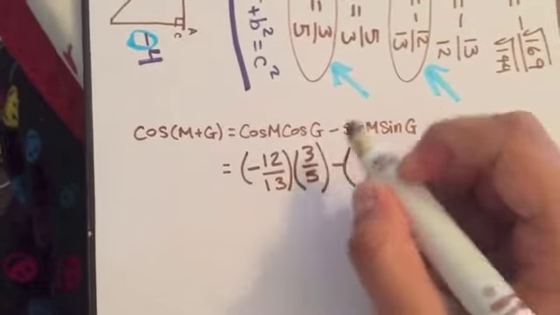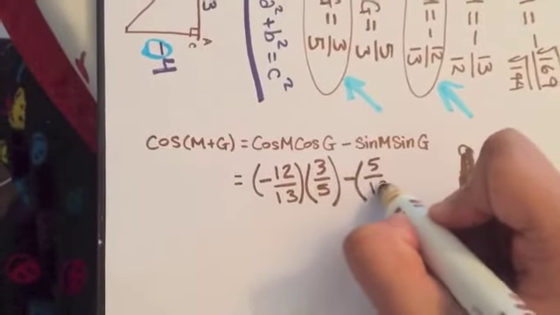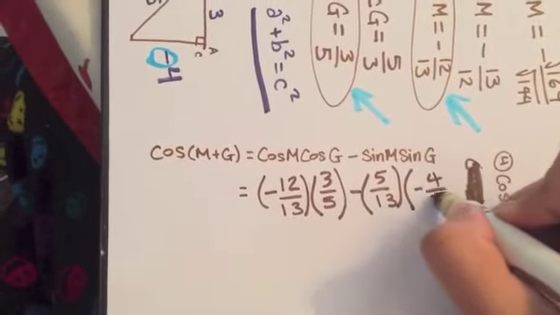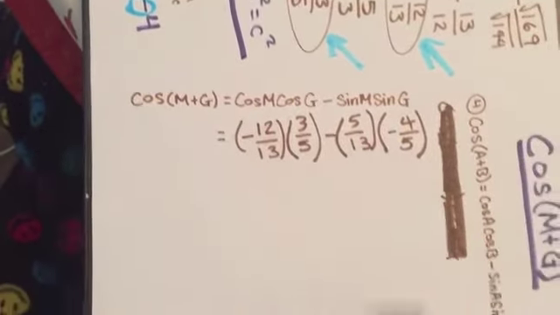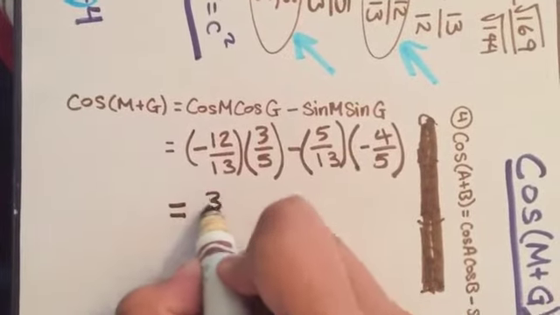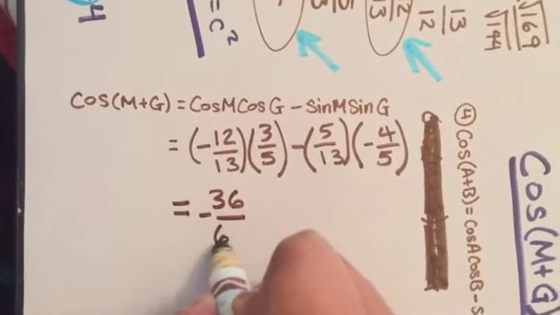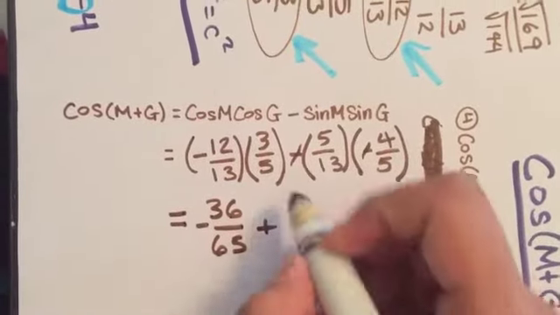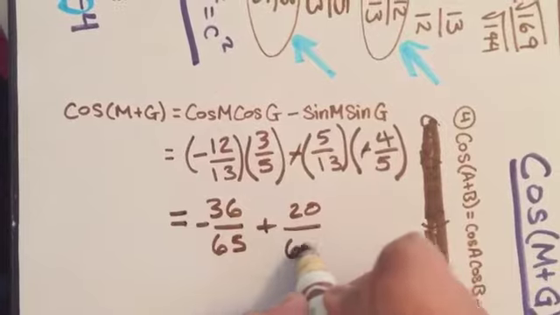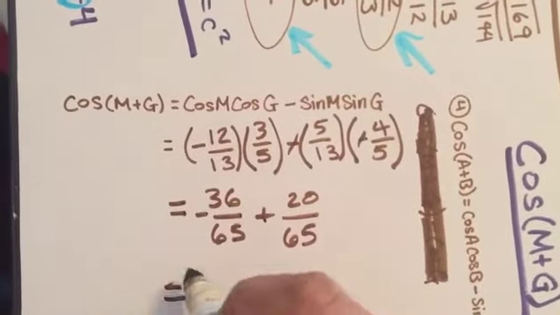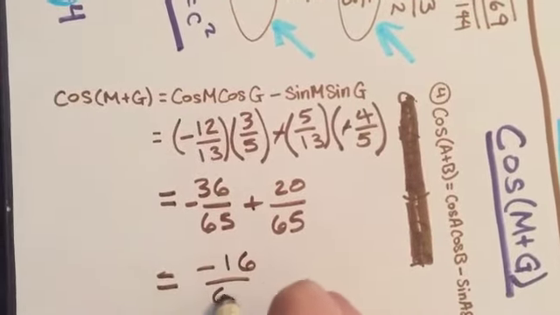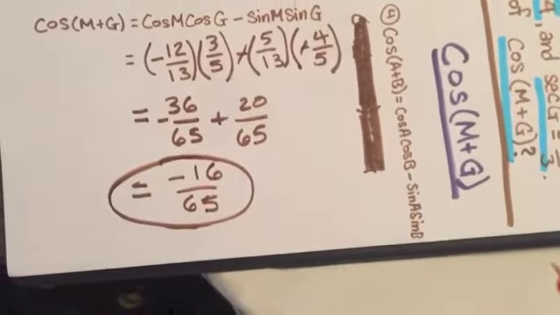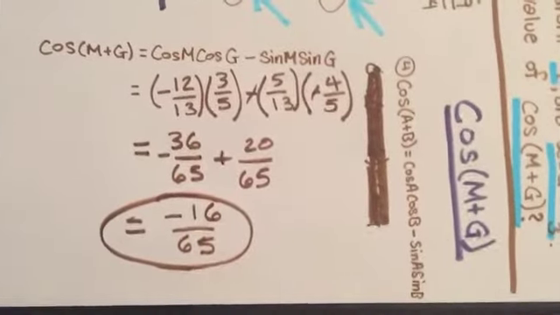Sine M is negative 5 over 13, and the sine of G is negative 4 over 5. Pay attention to the negatives. Now we'll multiply each term together. Now it's easy to make an error with the negatives, so if you're paying attention, the negatives are going to cancel out. Now we're going to add the two fractions together that already have a common denominator. Negative 36 plus 20 equals negative 16, so our answer is negative 16 over 65. Not a very pretty number, but hey, life doesn't always work out perfectly.